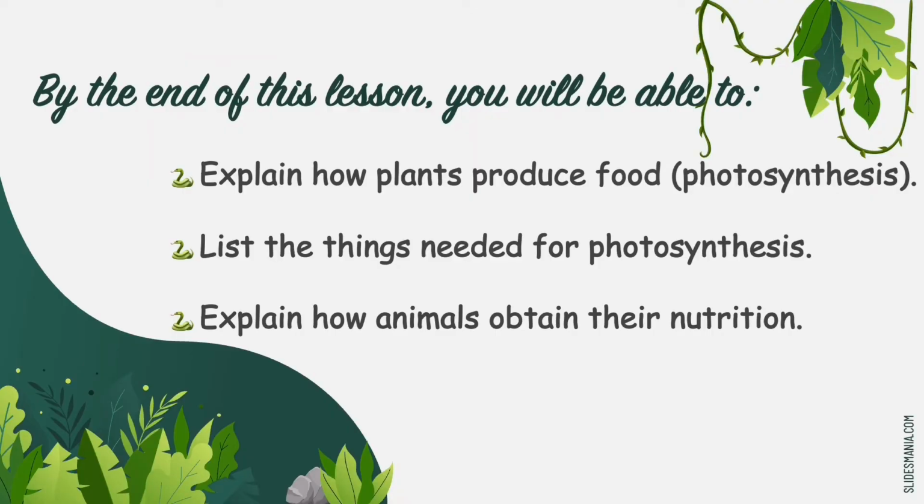By the end of this lesson, you are going to be able to explain how plants produce food, which is photosynthesis, and list the things needed for photosynthesis, and also explain how animals obtain their nutrition.